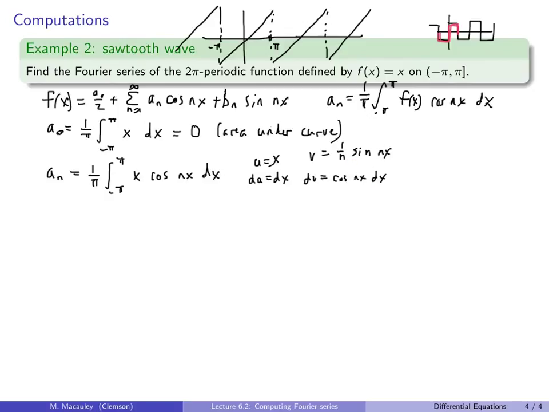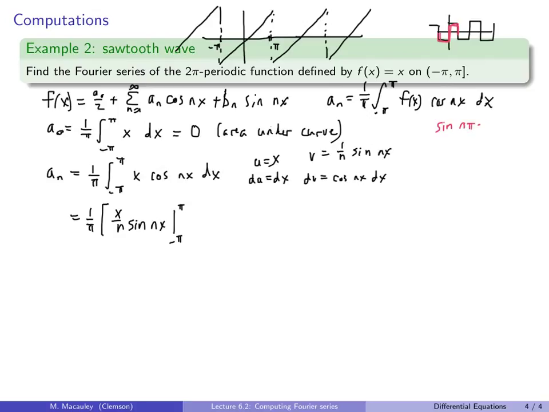Okay, let's write this out. So this is 1 over pi. Now u times v is going to be x over n sine of nx from negative pi to pi. Remember, sine of n, that's something I'm going to write over here. Sine of n pi.